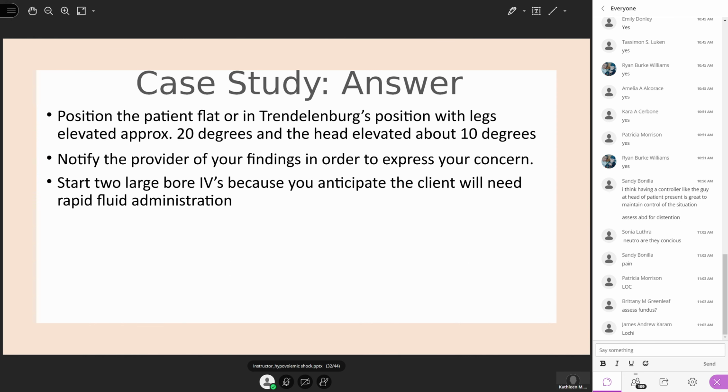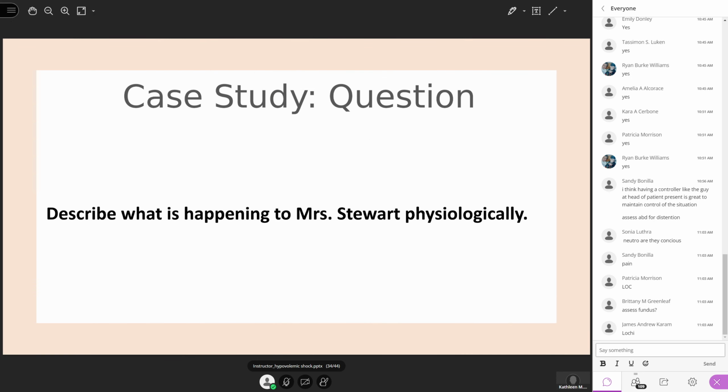So basically you've noted decline in your patient, and you don't want to call the physician with nothing and be like, oh, their pulses are weak. You're always going to want to call the provider and give them the assessment. And of course, that's going to include vital signs. So you're going to drop the patient flat or in Trendelenburg. You're going to notify the provider, and you are going to start 2 large bore IVs.